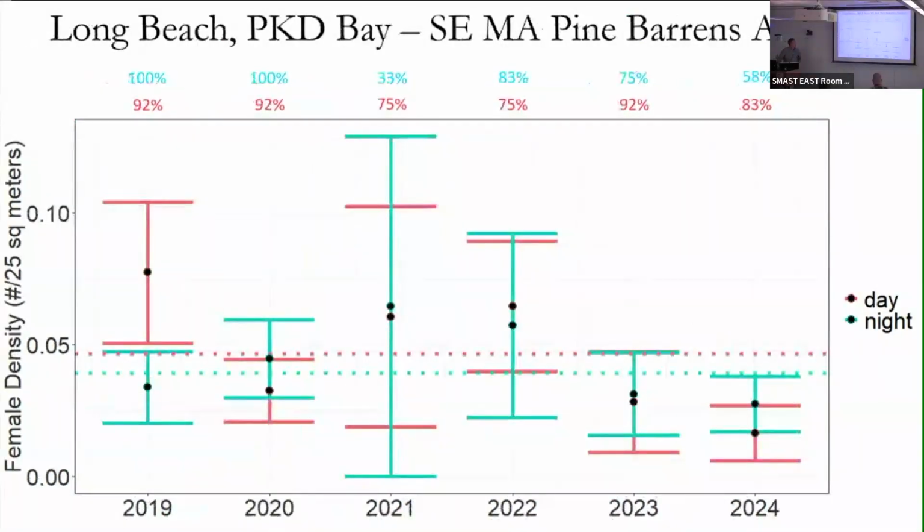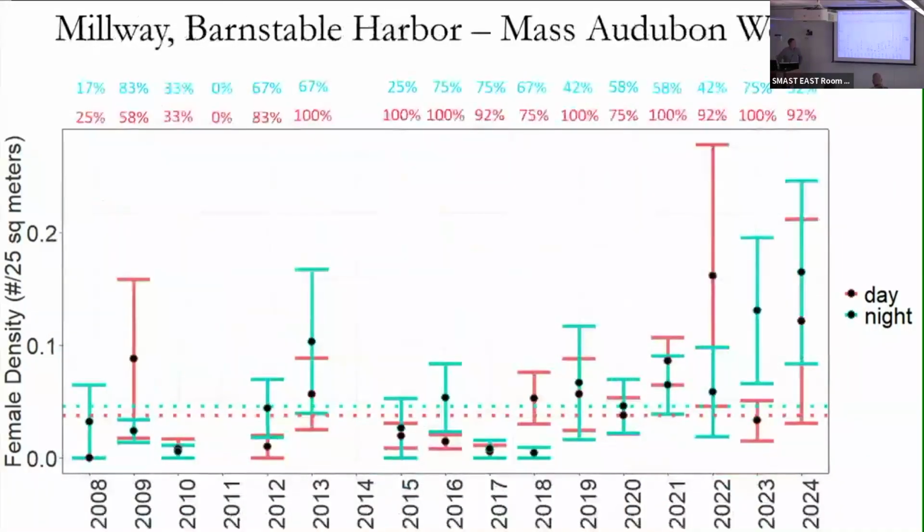Long Beach, Plymouth Kingston Duxbury Bay, Pine Barrens Alliance, 2024 again, below the time series medians for both spots. Fairly short time series. Millway, Barnstable Harbor, see the highest data points are towards the end, set a new nighttime record and daytime record in 2024. Nice little increasing trend there. Again, you see the daytime and nighttime medians, those dashed lines, are very close together. Doesn't really seem to matter to the crabs if it's day or night when they spawn, north of Cape Cod.